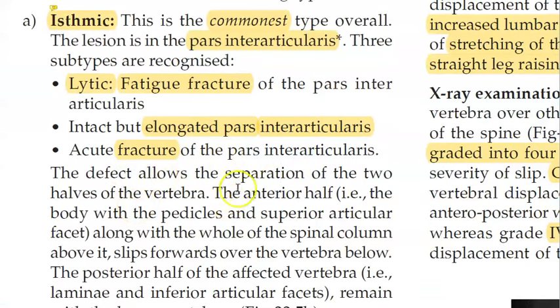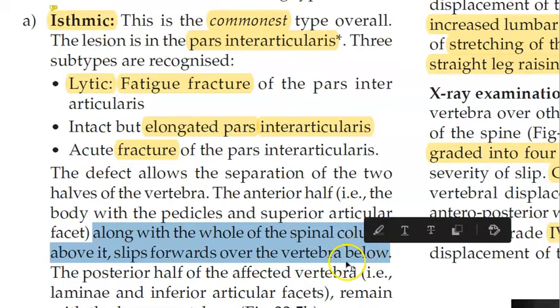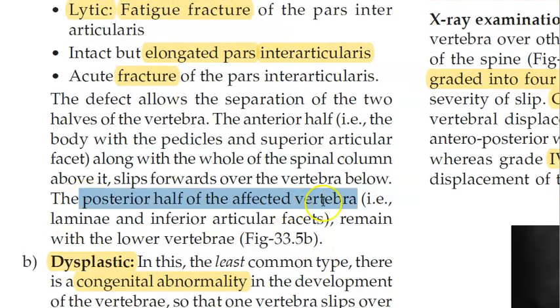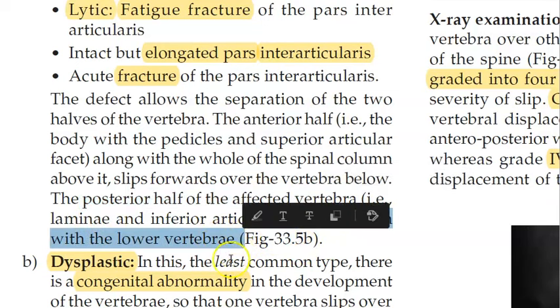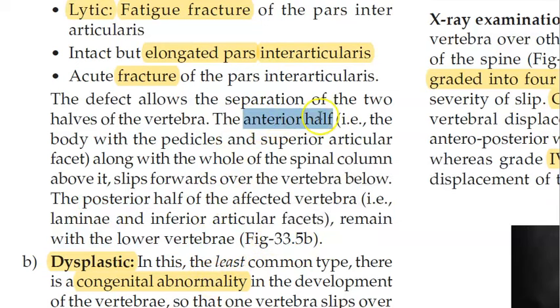So this defect will allow the separation of the two halves of the vertebra. The anterior half, along with the whole of the spinal column above it, slips forward over the vertebra below. The posterior half of the affected vertebra remains with the lower vertebra. So only half of it is going forward. Two halves of the vertebra are formed, and the anterior half goes forward along with the spinal column, and the posterior half remains with the lower vertebra.